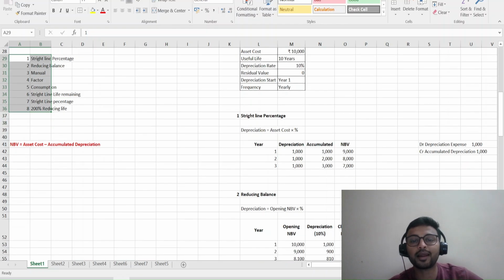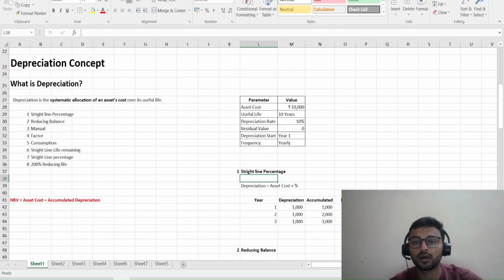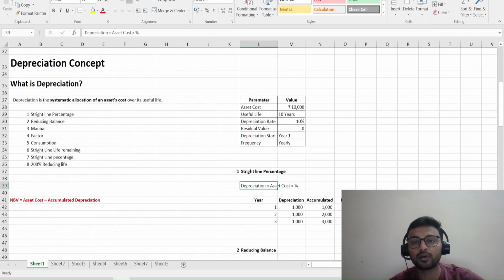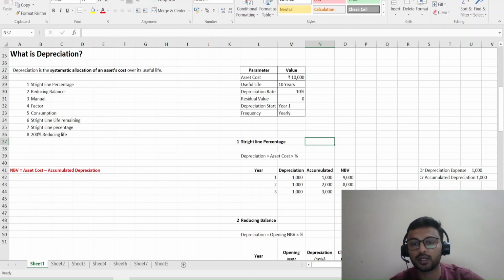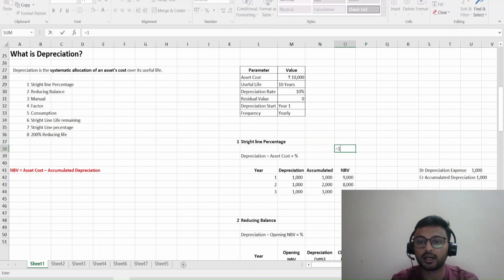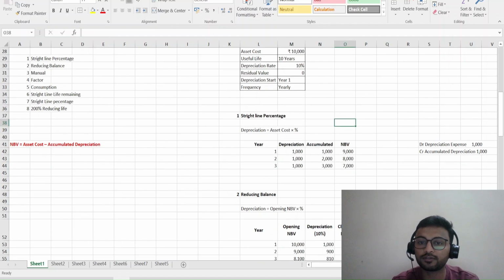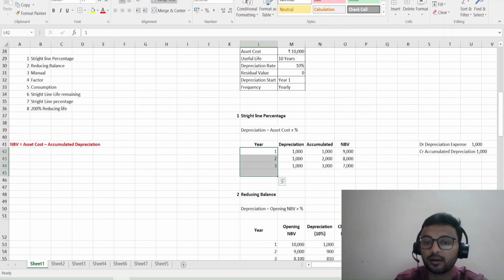So how will the straight line method work? Whenever we implement the straight line method, the asset is divided by the number of useful life years. Here my asset is 10,000 and the number of useful life years is 10. So 1000 depreciation will be calculated for all 10 years, irrespective of the value. It will charge the same value of 1000 for all 10 years. So that is the straight line method.